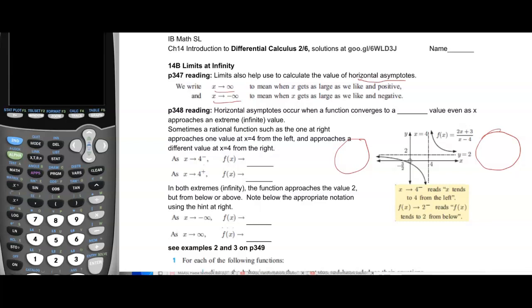Horizontal asymptotes occur when a function converges to a finite value even as x approaches an extreme infinite value. Look at our old friend the rational function. Even though we're going infinitely to the right, the curve goes down and down until it gets very, very close to the horizontal line y equals 2, even though it never touches. That's an asymptote, right?